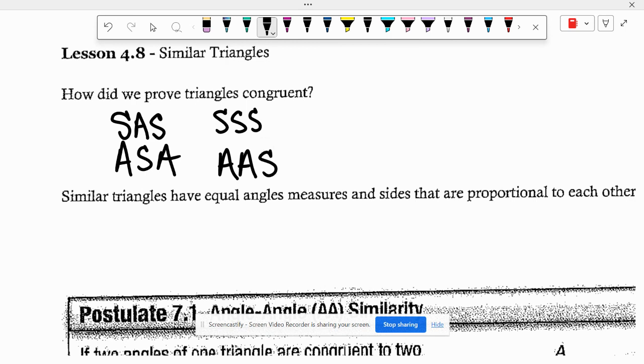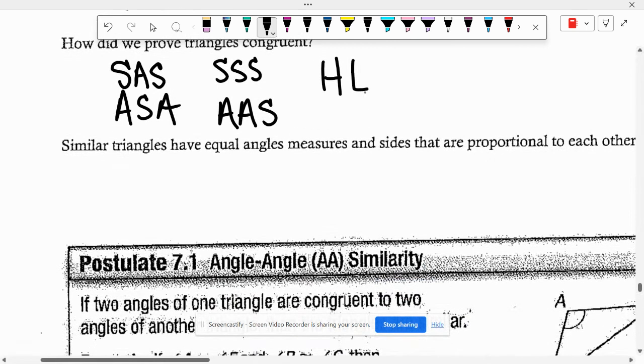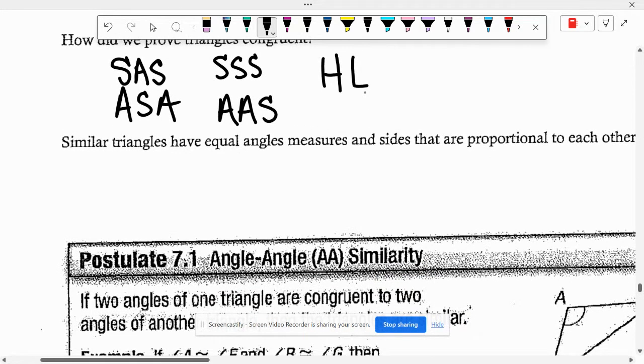And then we had one that we use specifically for right triangles. Hypotenuse leg. So those are the 5 theorems that we have learned to use to prove that triangles are congruent. We're going to learn 3 theorems that let us prove triangles are similar. So now we're going to talk about triangles being similar.